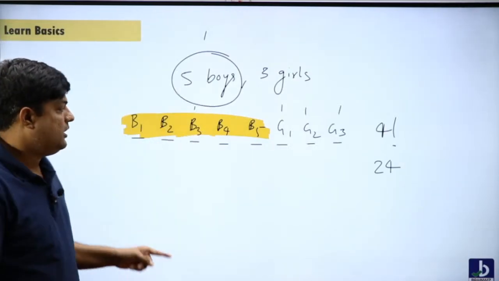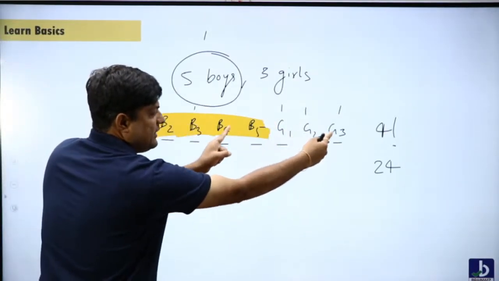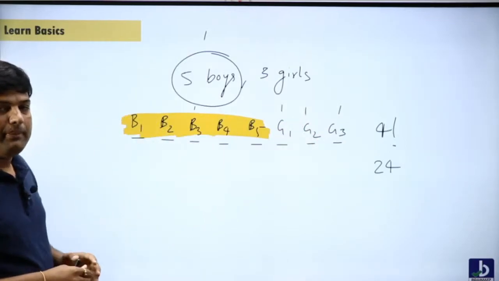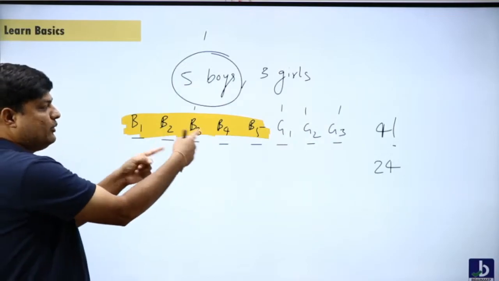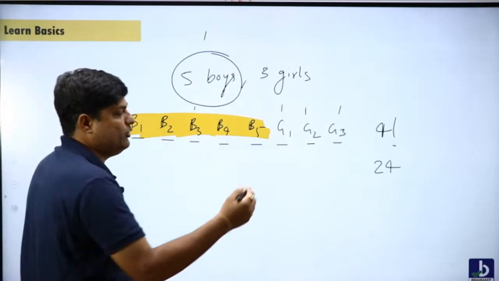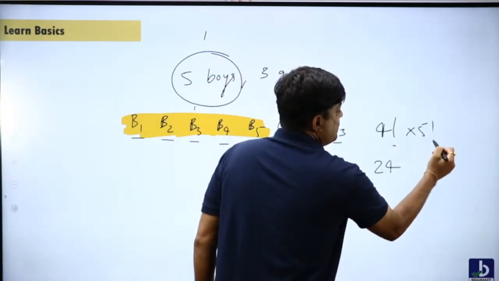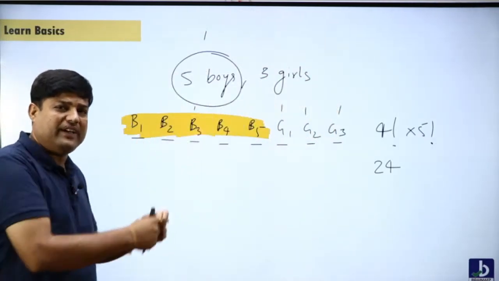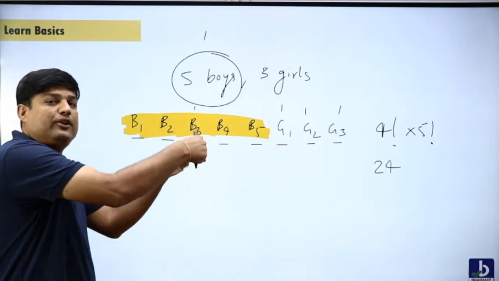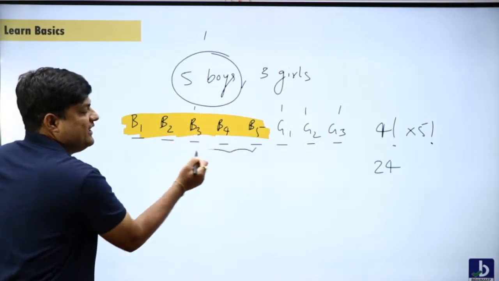4 factorial. Maybe boys can be here, girls can be here. But nobody has said the boys should be in order. Even these boys can interchange among themselves. That is the reason you multiply by 5 factorial. Why are you multiplying by 5 factorial? Who said it must be B1, B2, B3, B4, B5? It can be B5, B4, B3, B2, B1. Even these people can change internally.